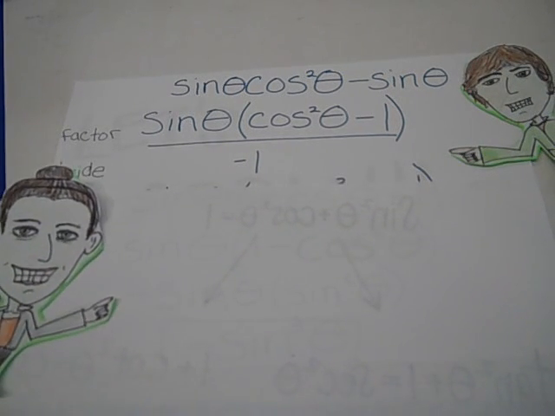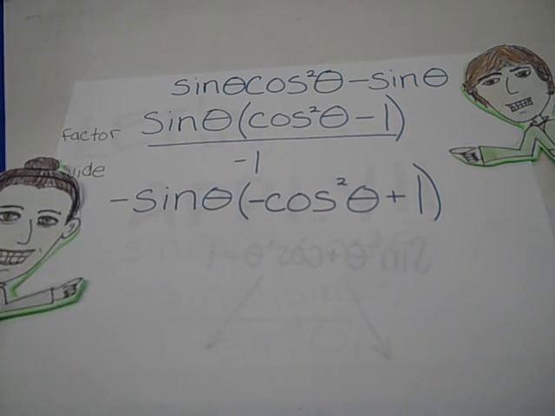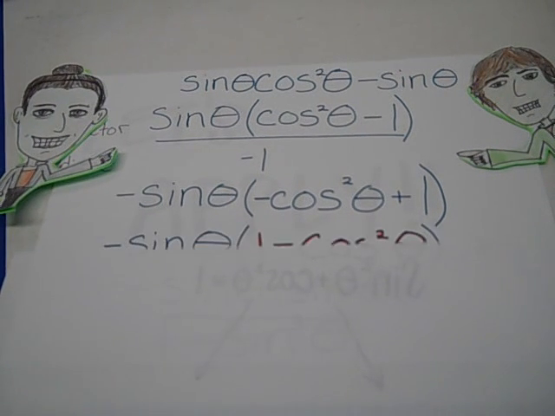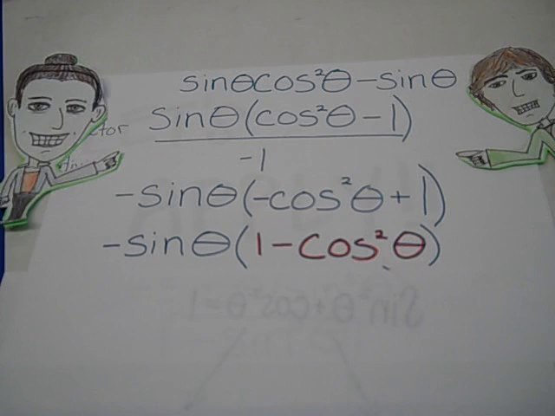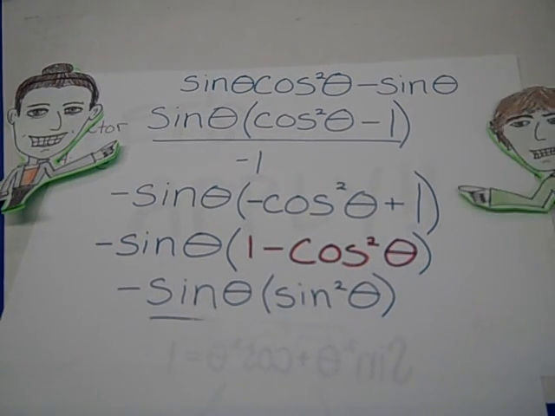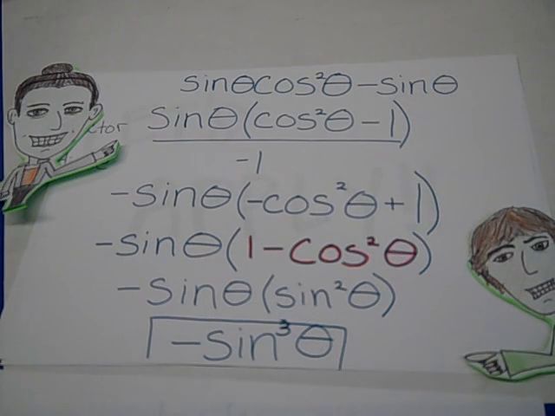This will then be simplified by changing the signs, giving negative sine theta times quantity negative cosine squared theta plus 1. To make this one of our Pythagorean identities, we switch the 1 and cosine squared theta, giving negative sine theta times quantity 1 minus cosine squared theta. Because of our identities, we know 1 minus cosine squared theta equals sine squared theta. So we substitute sine squared theta in, leaving negative sine theta times quantity sine squared theta. And finally, we multiply, giving us negative sine cubed theta.